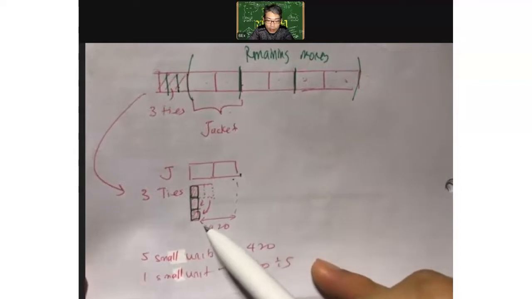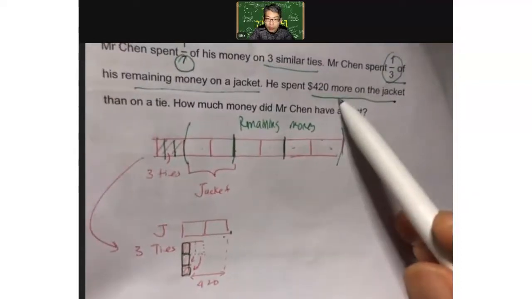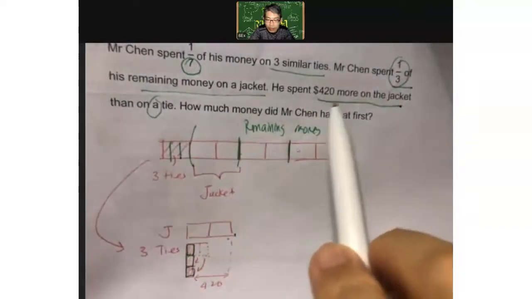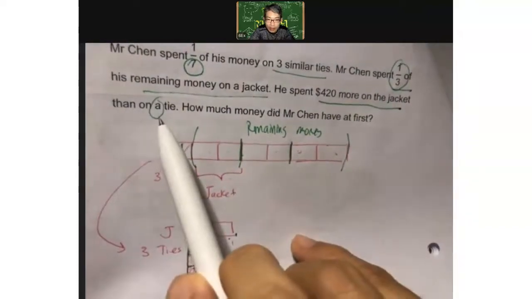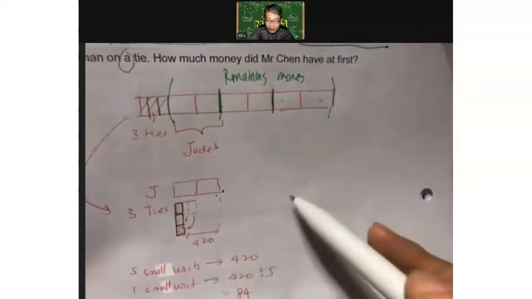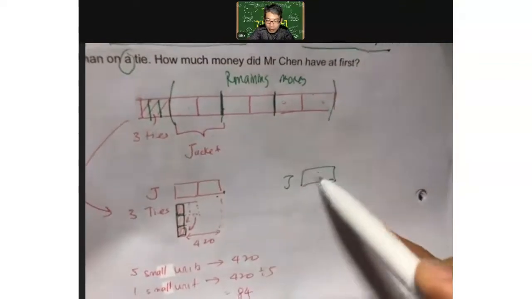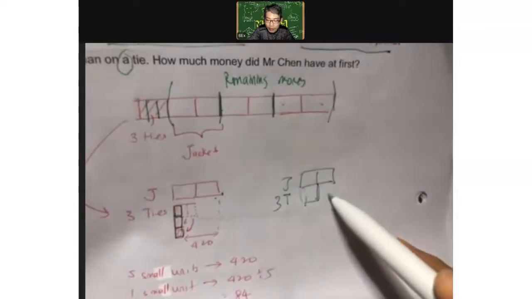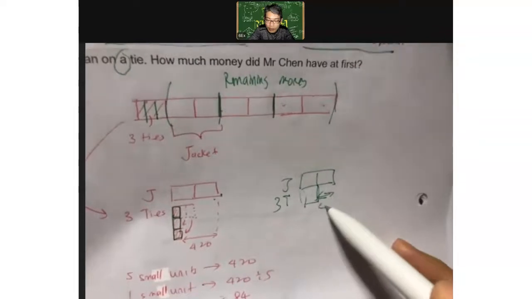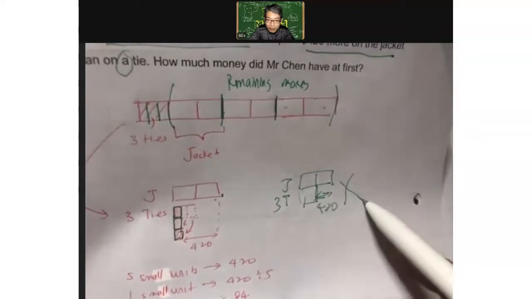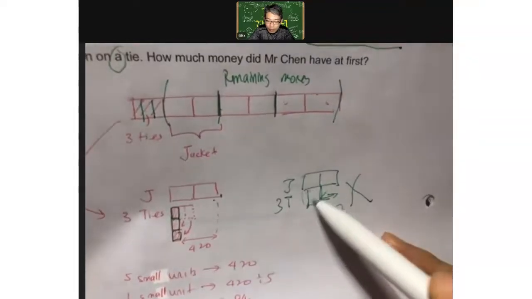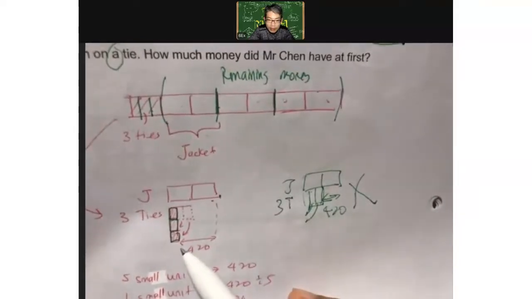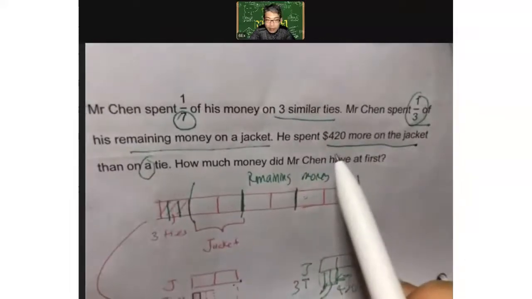Now, why do I do this? Because the 420 is more than on a tie. He spent $420 more on a jacket than on a tie. If I drew it this way, like jacket, then I put the 3 ties here like this, I cannot put in my 420. 420 is not here. So I have to cut up this model into my 3 ties and move it around like this. Then I can understand this sentence.